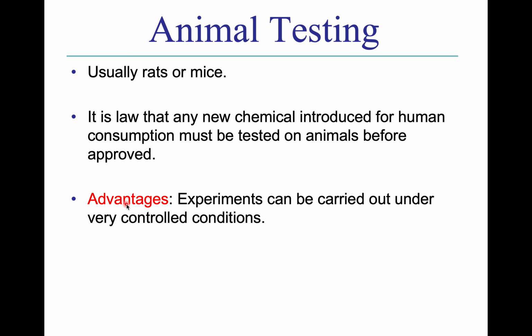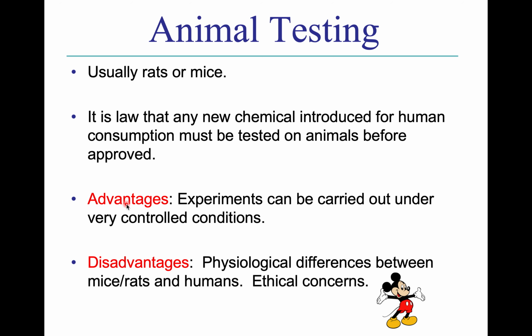Now, of course, probably the biggest advantage of animal testing is that we can do these experiments under very controlled conditions, right? We can make sure the animals are genetically identical, or at least very uniform, and have a nice control group, which adds a lot of weight to conclusions that we might be able to draw from these experiments.